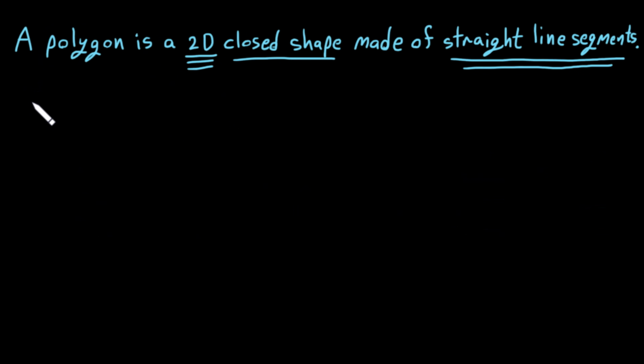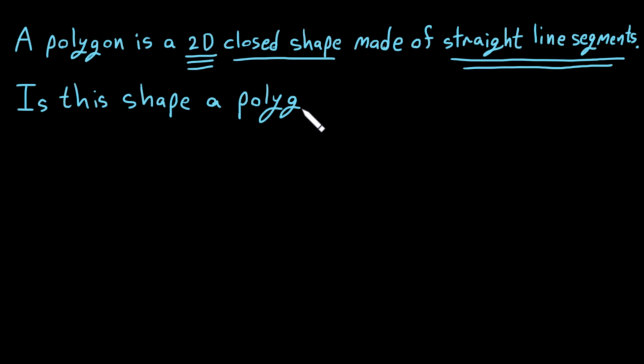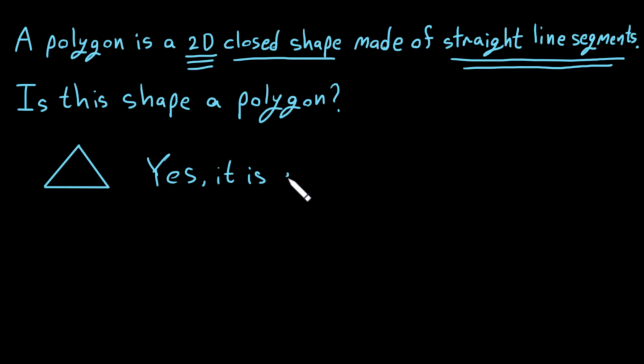Now let's go down. Let's answer this question. Is this shape a polygon? For example, if I draw for you a closed shape with straight line sides like this, is it a polygon? Yes, it is a polygon.